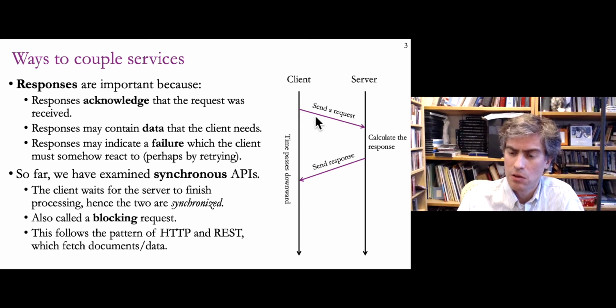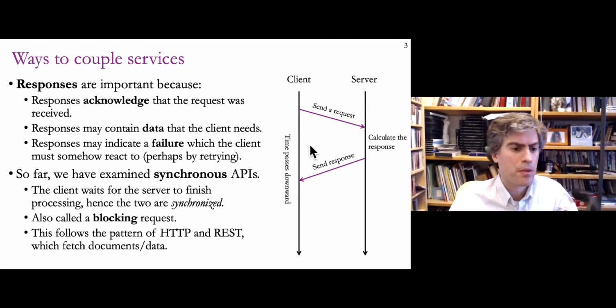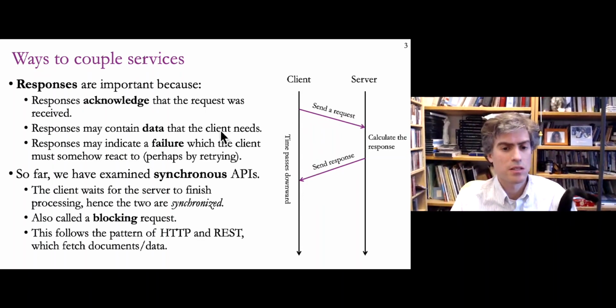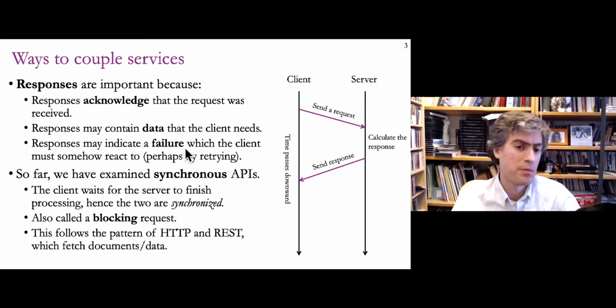So the client sends a request, it travels to the server, it takes some time to arrive at the server, the server calculates some response, that takes some time, it sends the response, and it takes some time for that message to arrive over the network. Okay, the purpose of the response from the client's perspective can vary depending on what the request was.